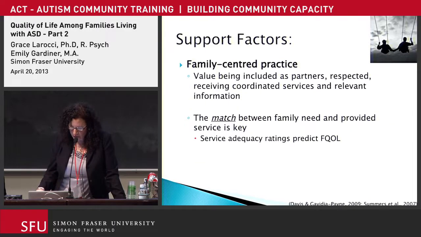Then the support factors are more to do with family-centered practice. So the value of including partners, coordinating services, really bringing the family into the decision-making around supports is really important. And the match between the family need and providing the service was a key component.